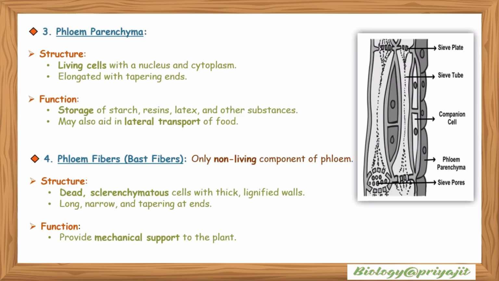The phloem parenchyma consists of living cells with a nucleus and cytoplasm. They are elongated with tapering ends. Their function is storage of starch, resin, latex and other substances. They may also help in lateral transport of food.